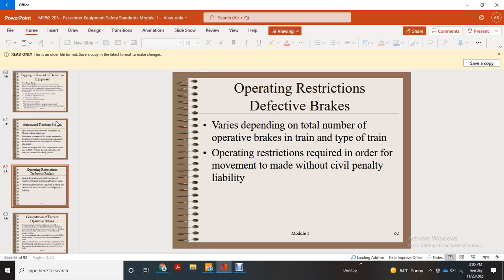Alright, operating restrictions and defective brakes. The restrictions vary depending on the total number of operated brakes on the train and the type of train. Operating restrictions are required in order to move without civil penalty liability.